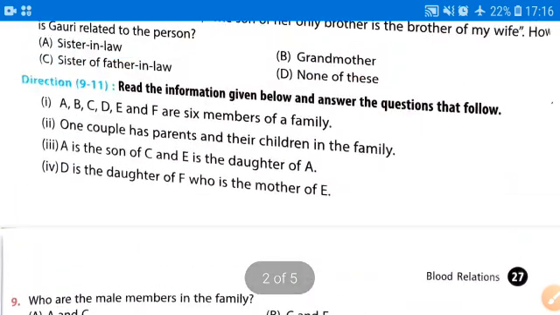The first is A, B, C, D, E, R and F are 6 members of the family. The second one is one couple has parents and their children in the family. Means one couple has parents also and children also. A is a son of C and E is a daughter of A. One more statement: D is a daughter of F, who is the mother of E.